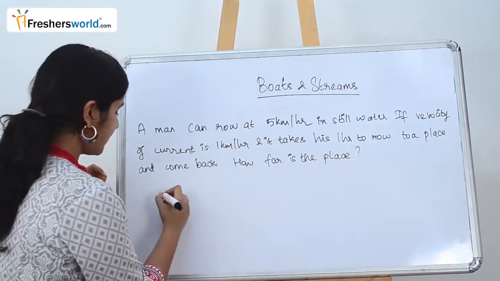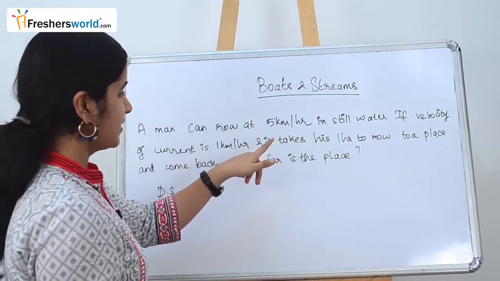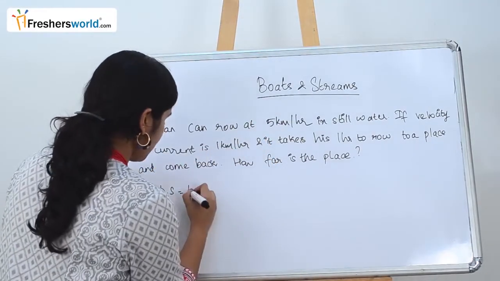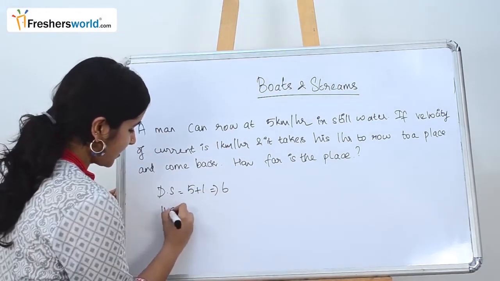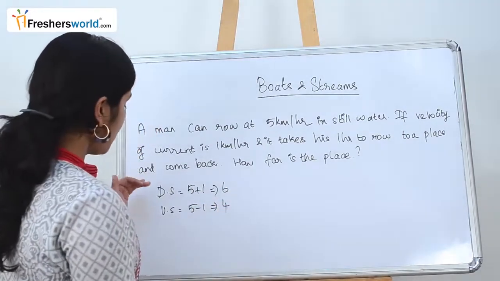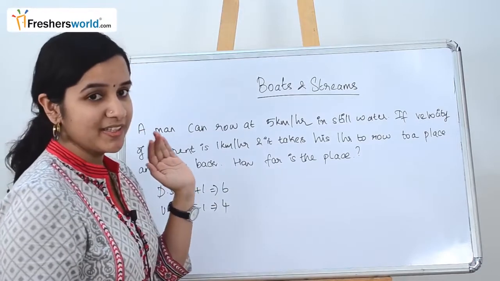So first let's take the downstream. How much time does it take? It takes 5 kilometers per hour and the current speed is nothing but 1 kilometer per hour. So 5 plus 1, which is 6 kilometers per hour. For upstream, 5 minus 1, which is equal to 4 kilometers per hour. So now we know downstream as well as upstream. They are basically asking you to find the distance.